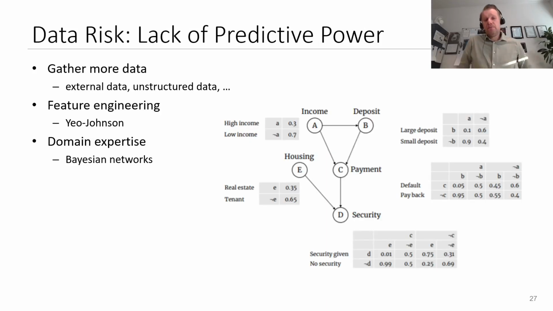Another important component is lack of predictive power. At the end of the day, what we want to do is predict human behavior.